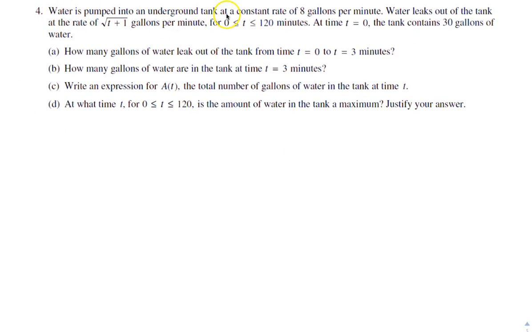Water is pumped into an underground tank at a constant rate of 8 gallons per minute. Water leaks out of the tank at a rate of rad t plus 1 gallons per minute, for t between 0 and 120 minutes. At time 0, the tank contains 30 gallons of water.